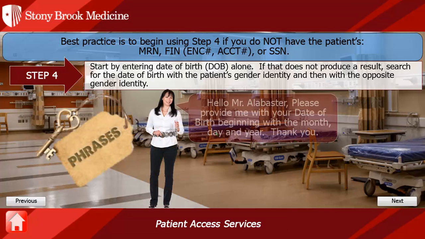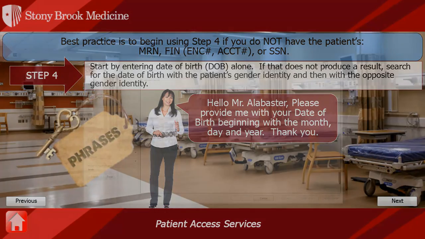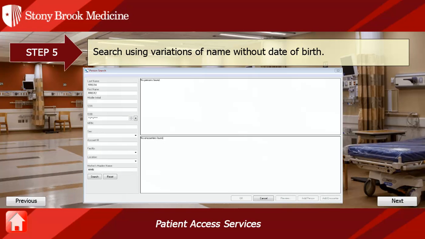Key phrasing. Hello, Mr. Alabaster. Please provide me with your date of birth, beginning with the month, day, and year. Thank you. Step 5. If searching by date of birth with and without patient's gender identity and opposite gender identity does not return the correct result for the patient's record or information, then the next step is to search using variations of the patient's name without date of birth.